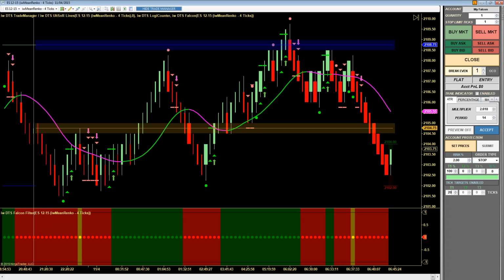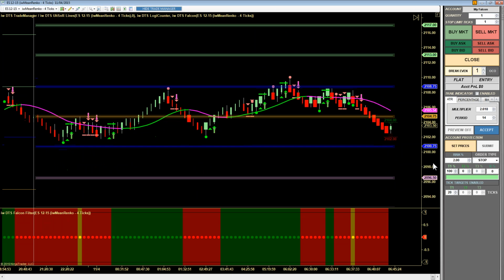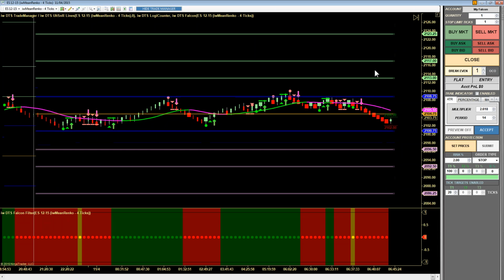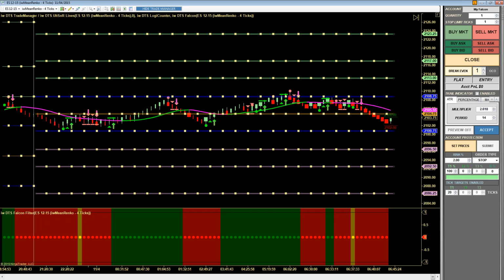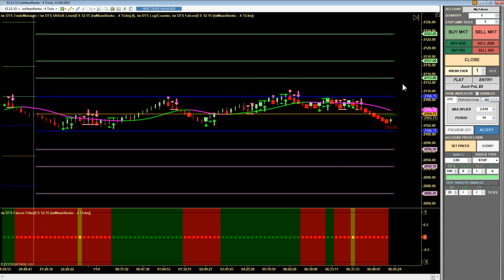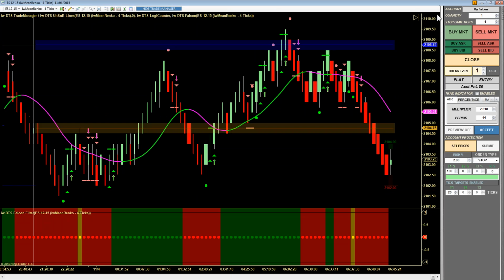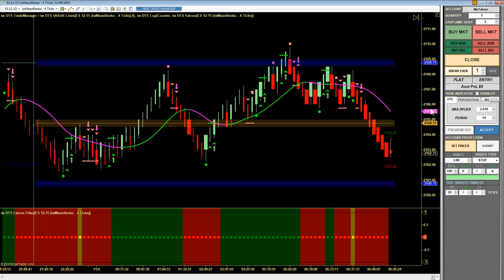These lines that you see on here, these are again a system add-on. This is the Ultimate Support and Resistance Suite. And these are our support and resistance lines for the day. No, they are not pivot points. No, they are not Fibonacci levels. If they happen to coincide with a pivot or a fib level, it's more by coincidence than design.